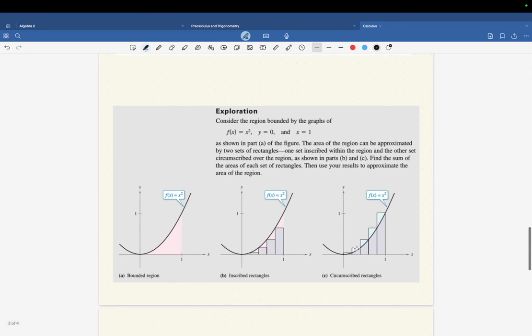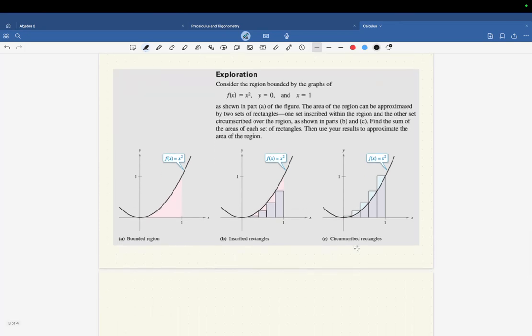Moving forward, we have an exploration to consider. I'd like you to do this in your notebook. Consider the region bounded by the graphs of x squared, y equals 0, and x equals 1, as shown in part A of the figure. The area of the region can be approximated by 2 sets of rectangles. One set inscribed within the region and the other set circumscribed over the region, as shown in part B and C respectively. Find the sum of the areas of each set of rectangles, then use your results to approximate the area of the region.